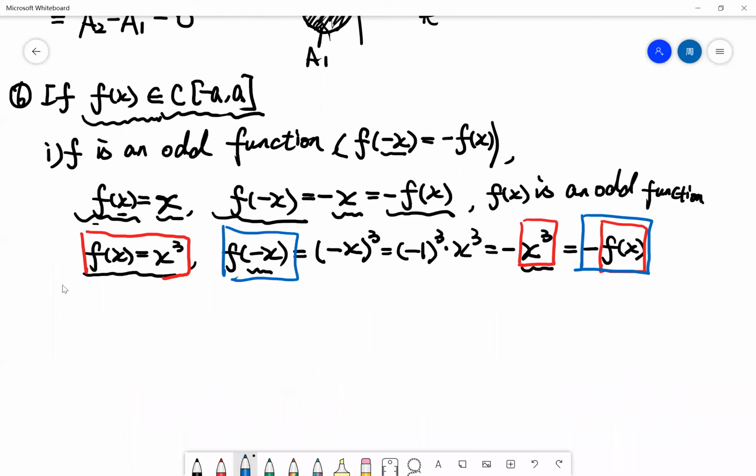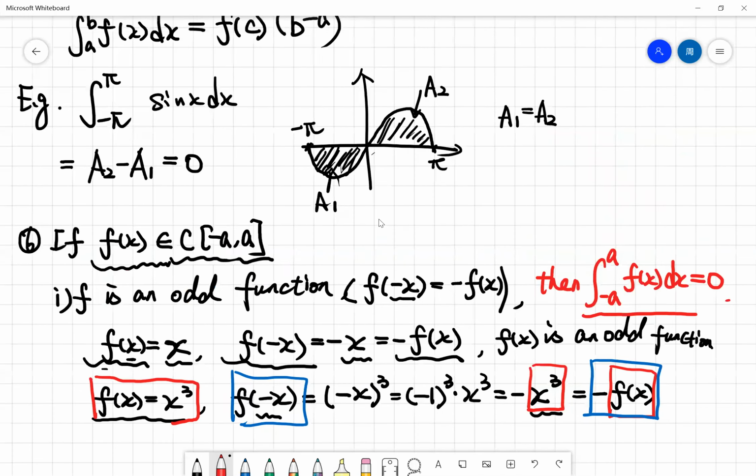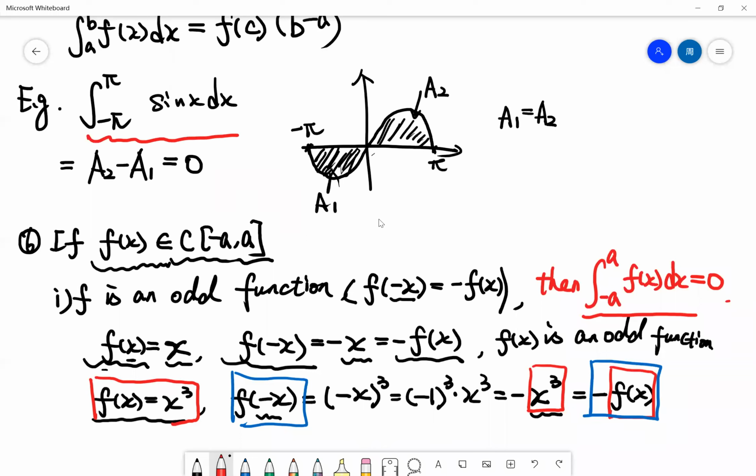Okay, so here, if you can check that f of x is an odd function, then we have a conclusion here: the integral from minus a to a of f of x dx equals 0. The value, the result of the definite integral, will always be 0. So here, actually, we use this property.